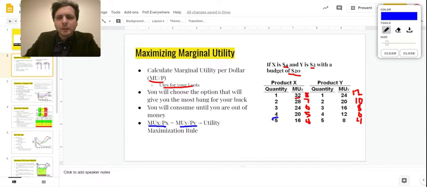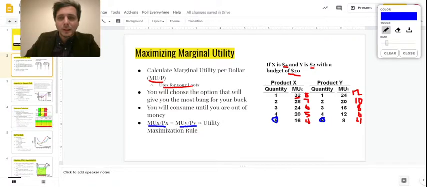And so my first matchy is 5 and 5 because at that level, I'm getting 4 utils per dollar for each of these, right? So the question is, do I have enough money to consume 5 of each of these? So 5 of X, they're $4 each. 5 times 4 is 20. 5 of Y, they're $2 each. That's 10. So 20 plus 10, that's $30.